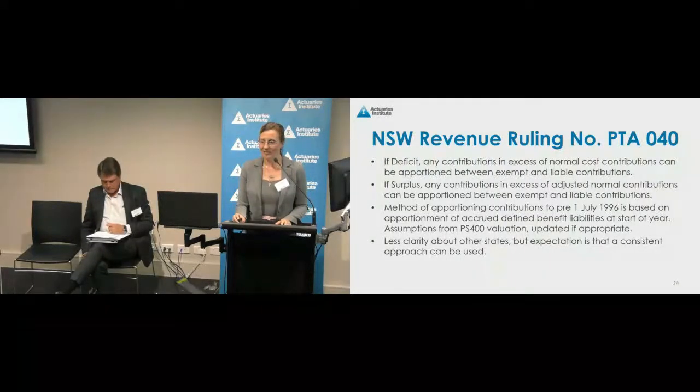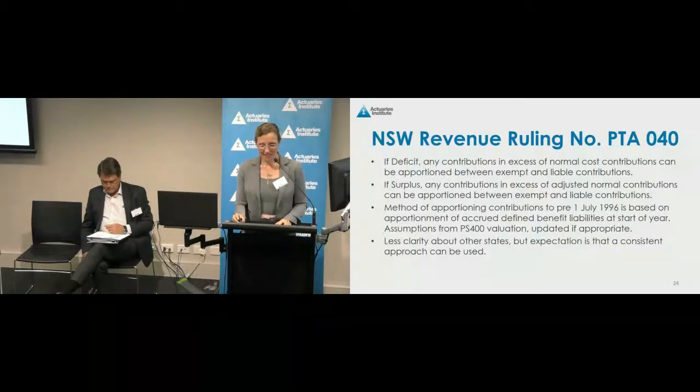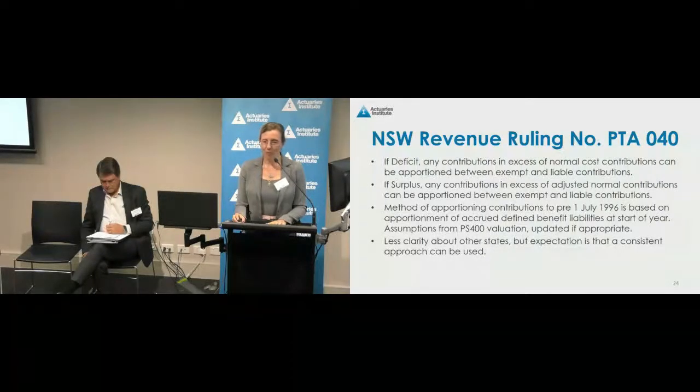But it also covers surplus. If there's a surplus and any contributions are in excess of the adjusted normal cost, or the adjusted normal contributions, they can be apportioned between exempt and liable contributions as well. So I took a while to get my head around that one, so I'll leave that with you.